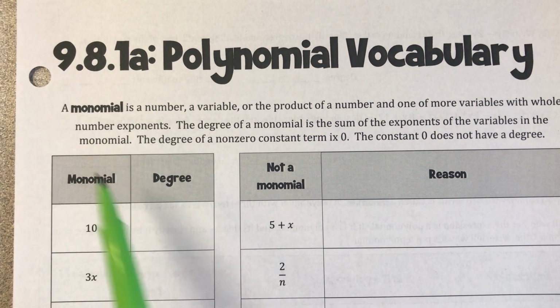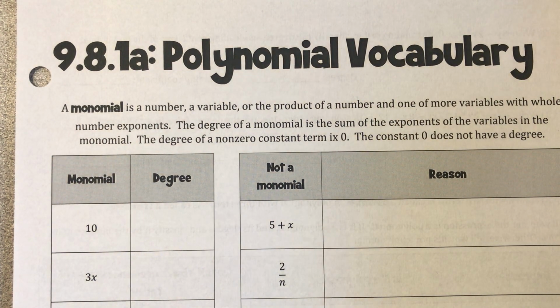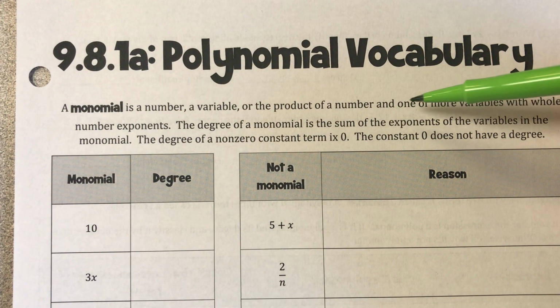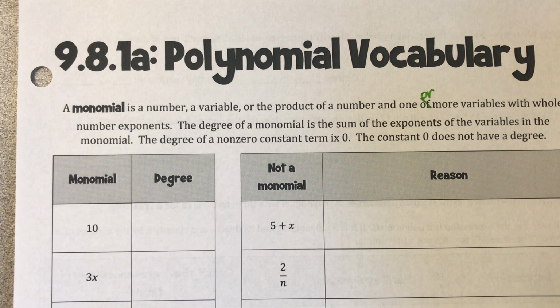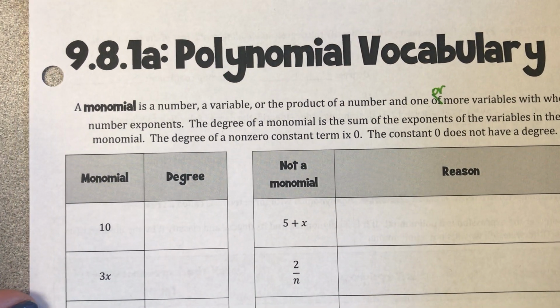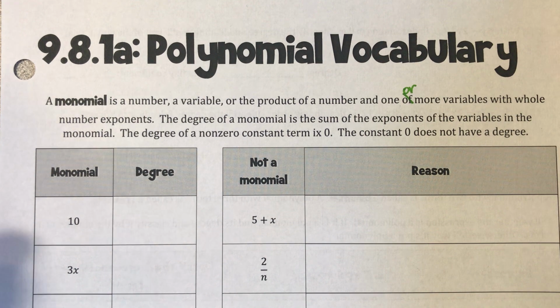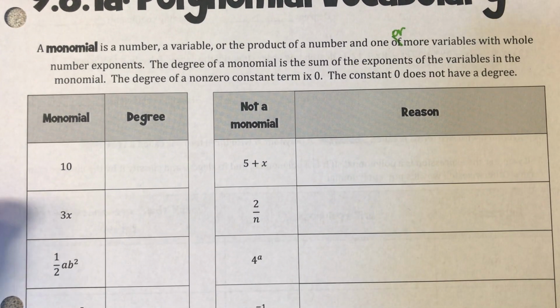Okay, first up, a monomial is a number, a variable, or the product of a number and one or more variables with whole number exponents. The degree of the monomial is the sum of the exponents of the variables in the monomial. And the degree of a non-zero constant term is 0. And then the constant 0 doesn't have a degree. Okay. Lots of new words.